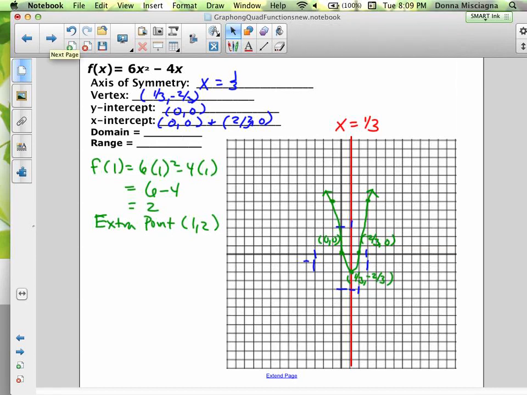All right, and domain and range, and then we're done. And of course, we know the domain is all real numbers. The range, this time, our parabola is reaching to the sky. So the high value is going to be infinity. The low value is the y-coordinate on the vertex. So negative 2/3 is the smallest y value to infinity. And we're done.